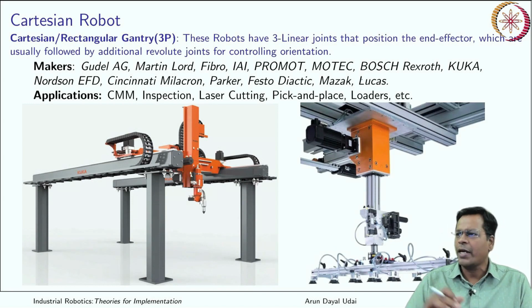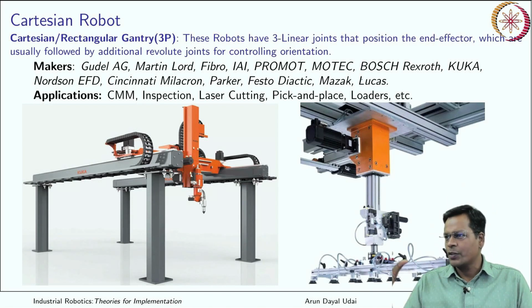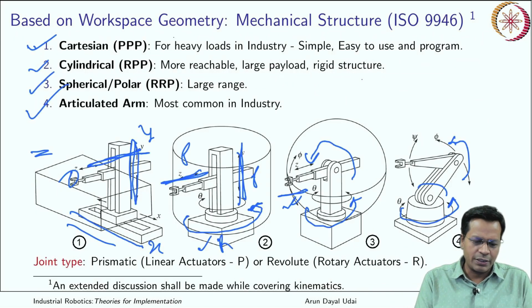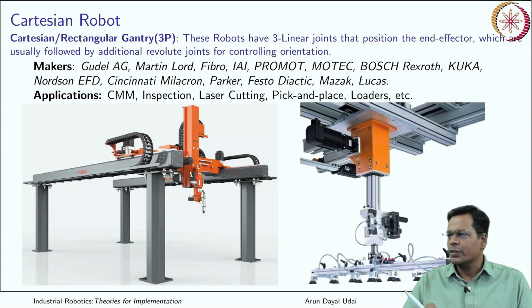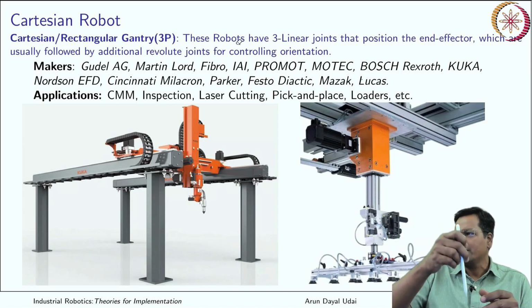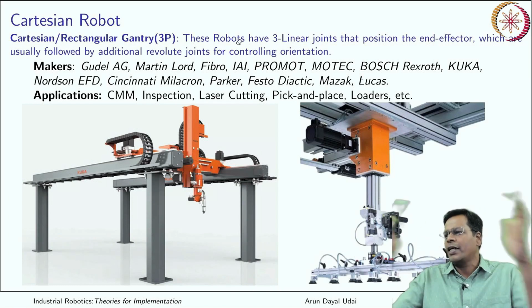The first one, again coming back to the Cartesian robot, is known as a gantry robot also. It has a rectangular work volume. You saw it just here, this one. These robots have three linear joints that position the end effector, which are usually followed by an additional revolute joint for controlling the orientation. It can go to any position x, y and z, so it can effectively go to any position in a Cartesian volume.